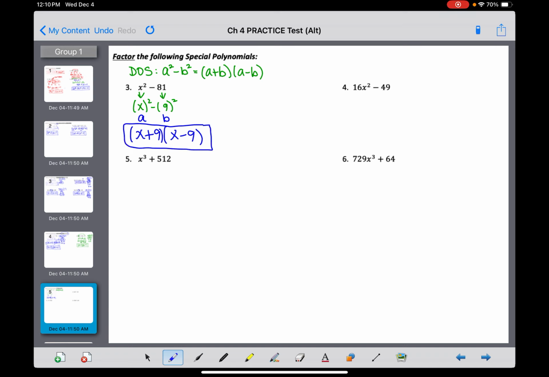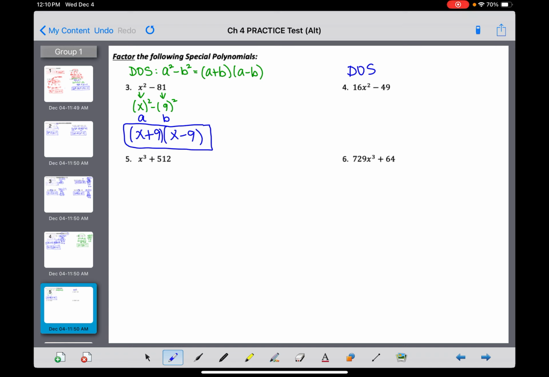And I am done. Number 4, I have 16x squared again, and then 49. So again, if I have an x squared, the only thing it could be is a difference of squares, because otherwise it would be cubed if it was a cube. So again, difference of squares. The first term is a perfect square, and the second term is a perfect square.